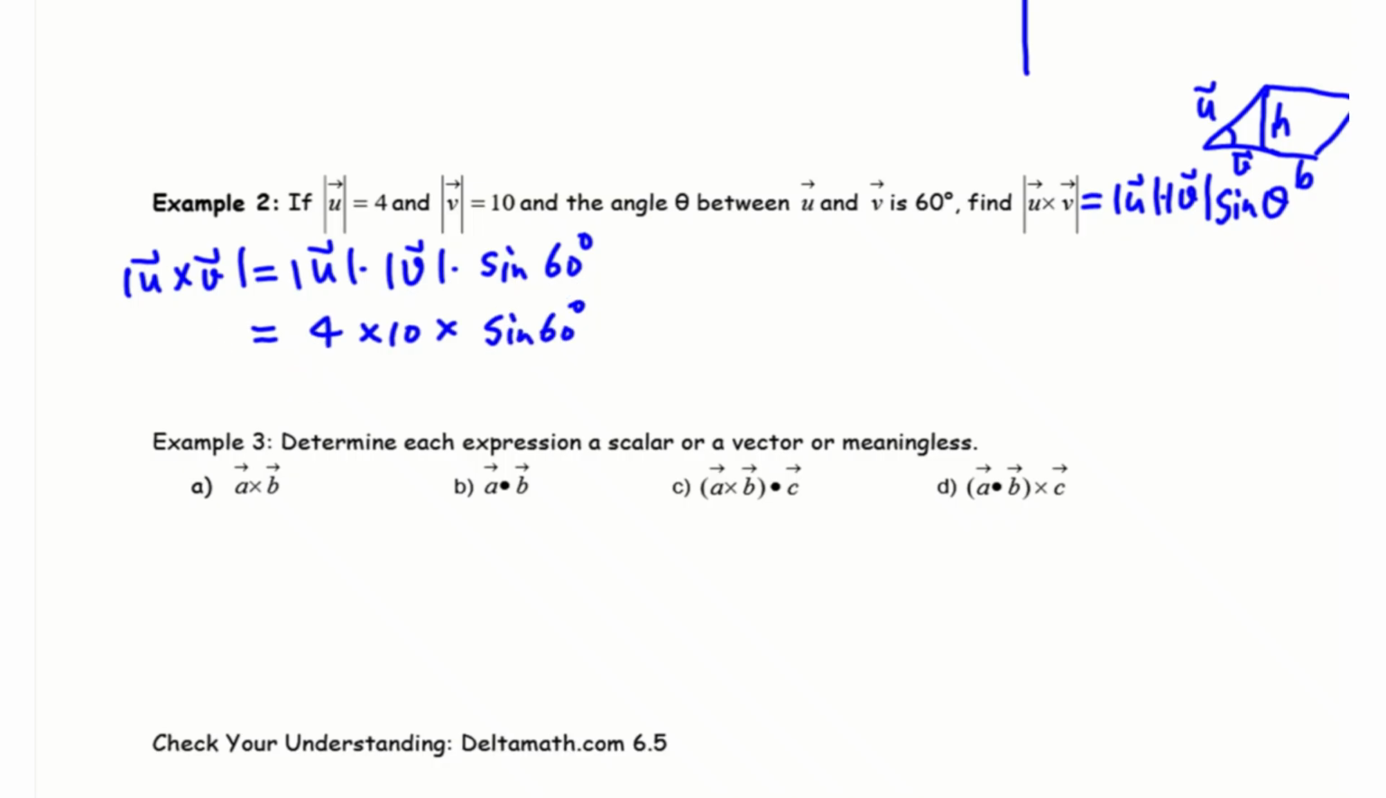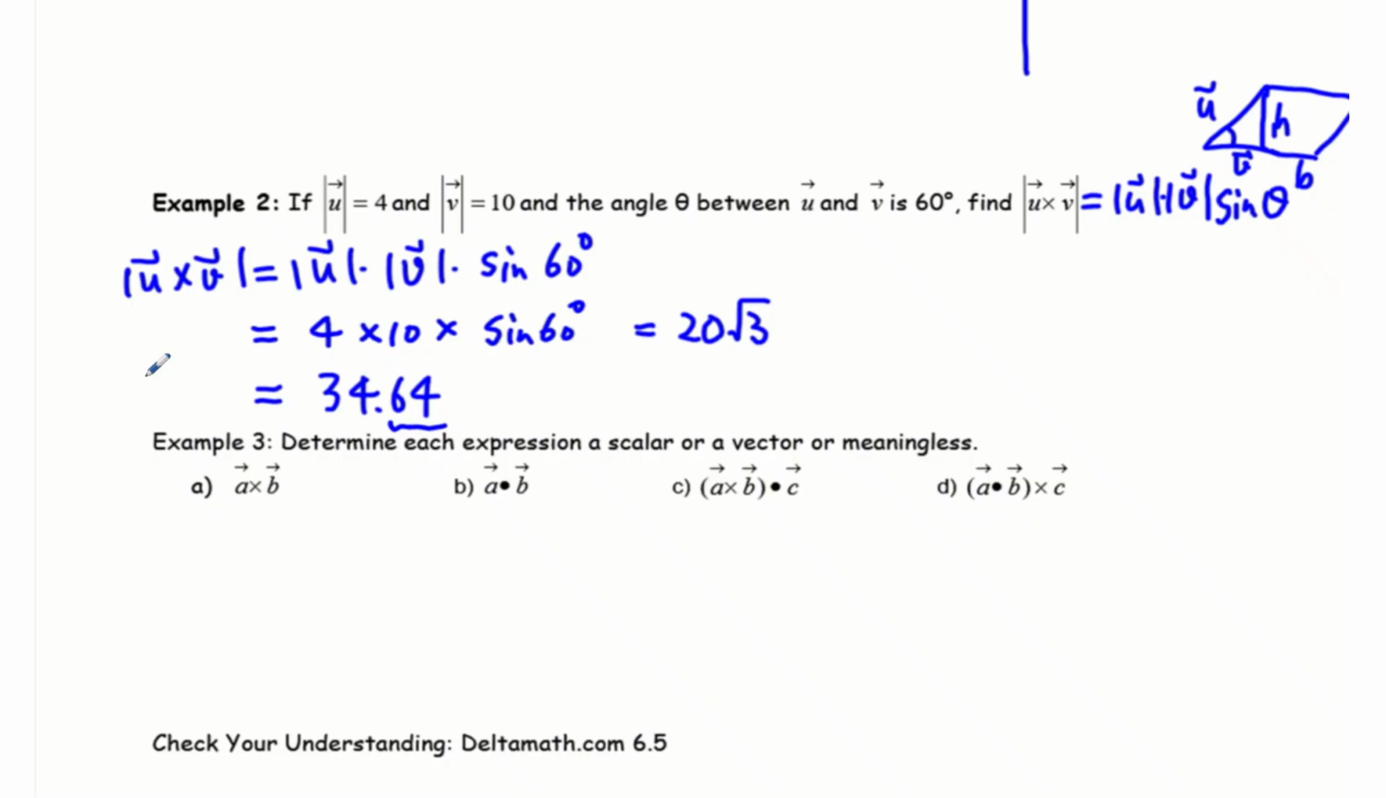The answer will be 34.64, to 2 decimal places. If the question didn't ask you, you could keep the exact value. So it will be 20 square root 3, exact value. So on your test, you could just keep everything to 2 decimal places. It will be easier. And after that, this one is just conceptual questions.